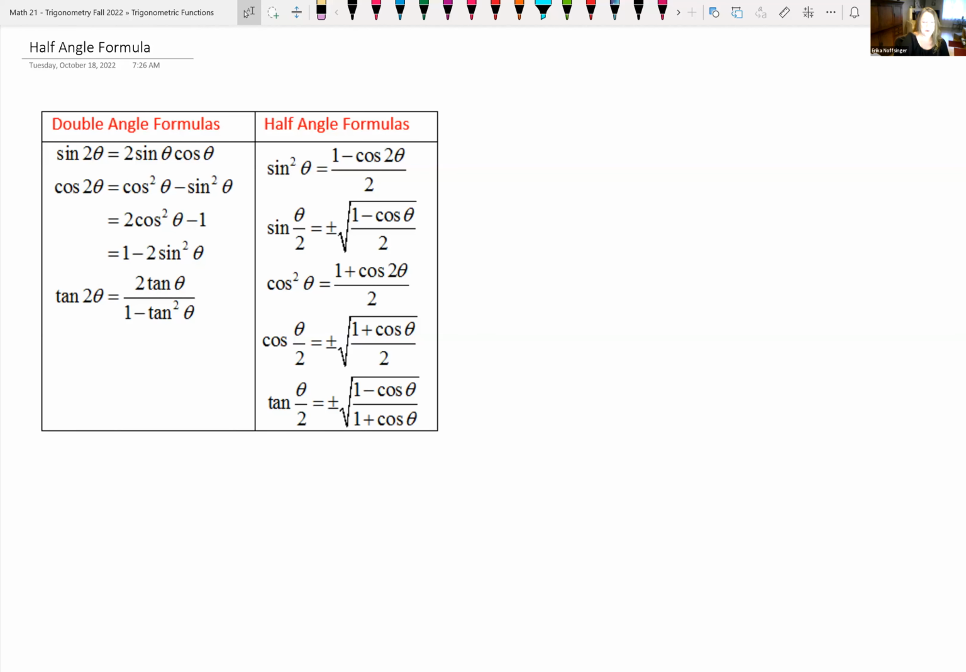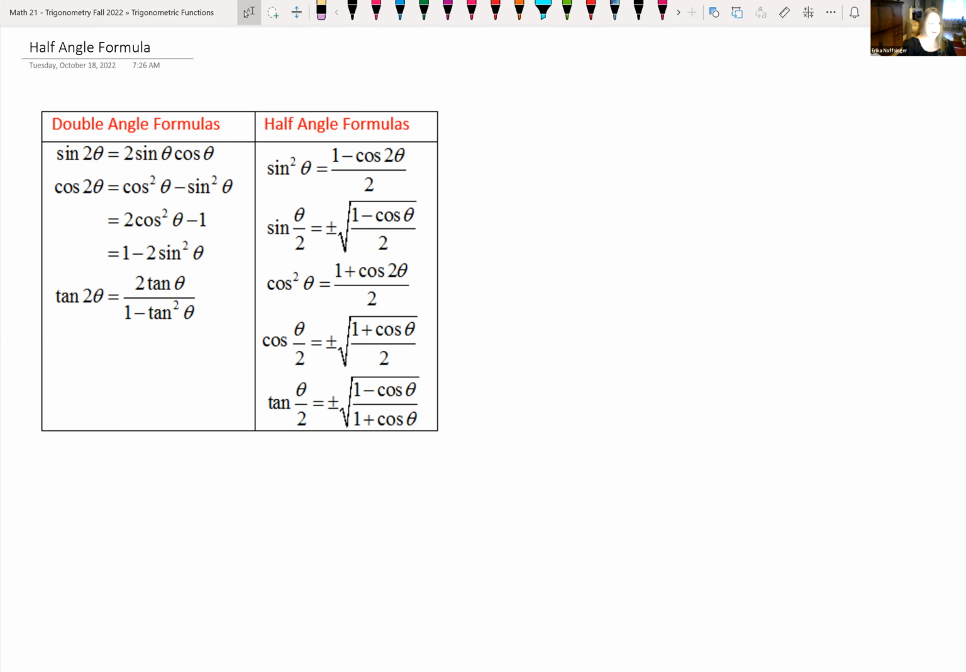In our last video, we looked at the double angle formulas for sine, cosine, and tangent. We derived those formulas and we used them in different types of problems. Now we're going to look at half angle formulas. We're going to need those double angle formulas to derive these half angle formulas.